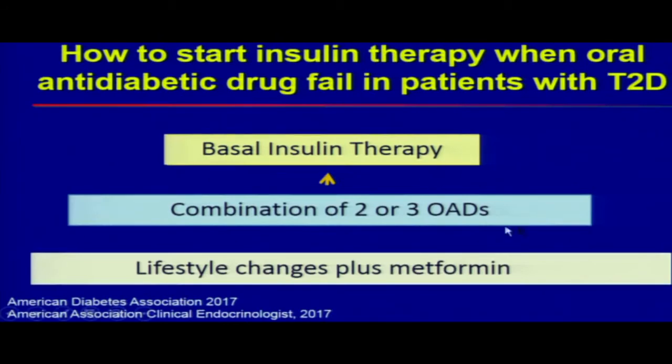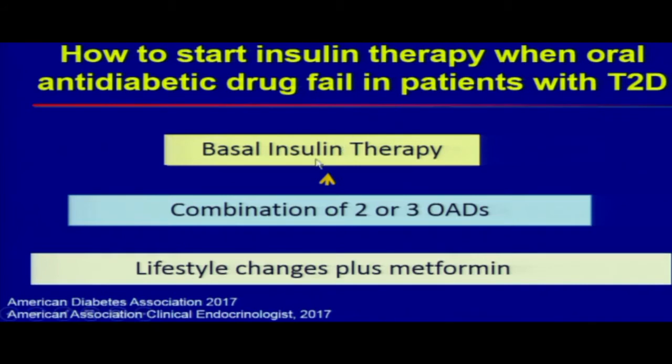So the bottom line is that you have to go to insulin. These are the current recommendations for the last 30 years. You start with one drug, you never substitute, you add on, remember this. You have two or three drugs, and if not at goal, you add insulin. So what is the insulin that we need to use? There are 14 different types of insulin formulations.